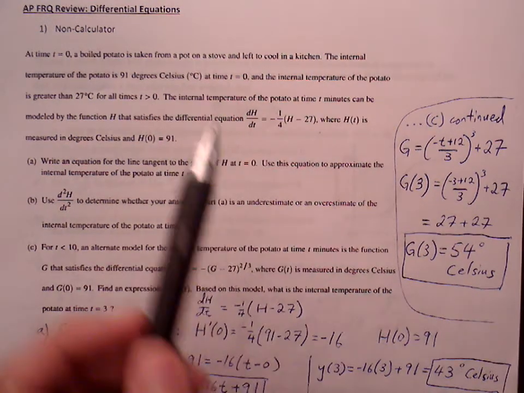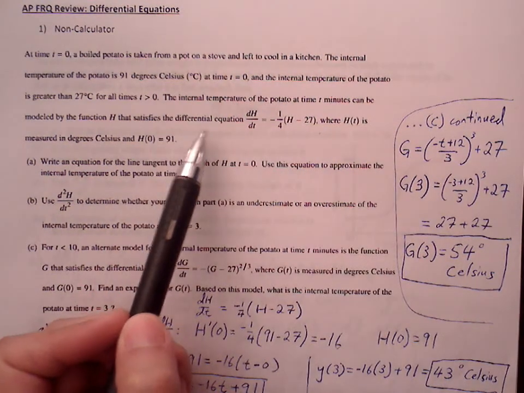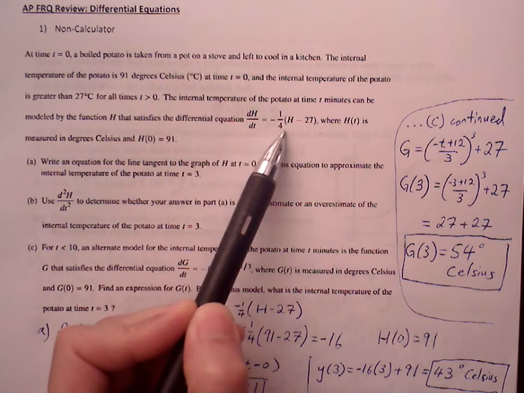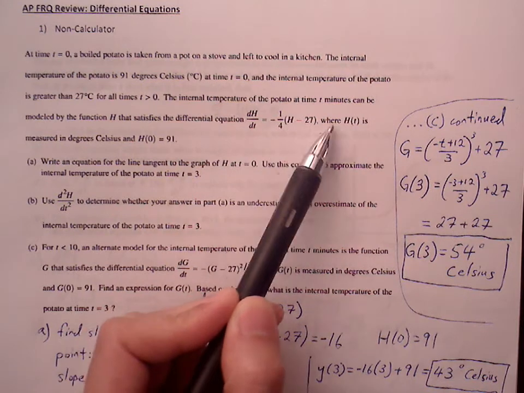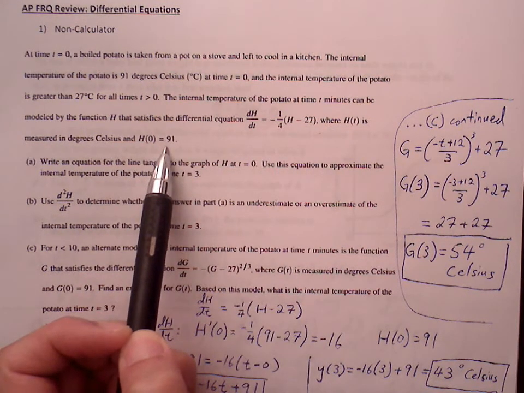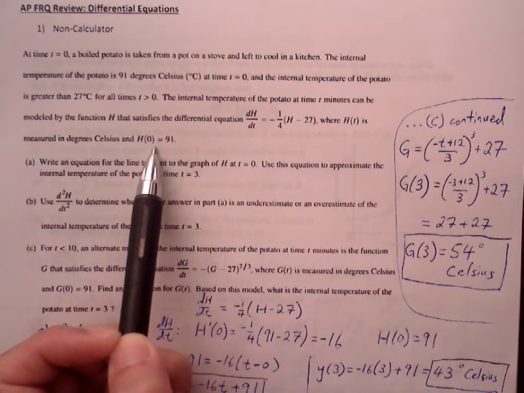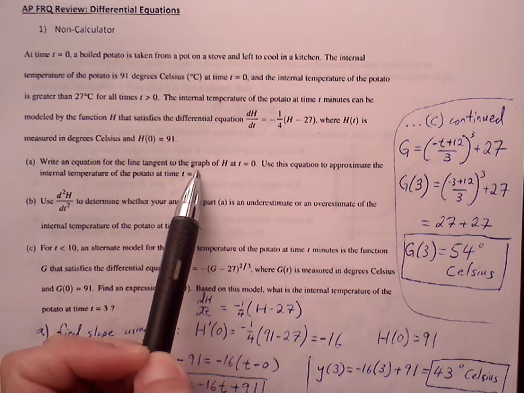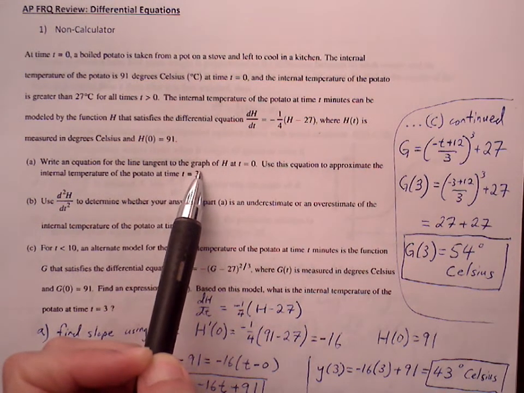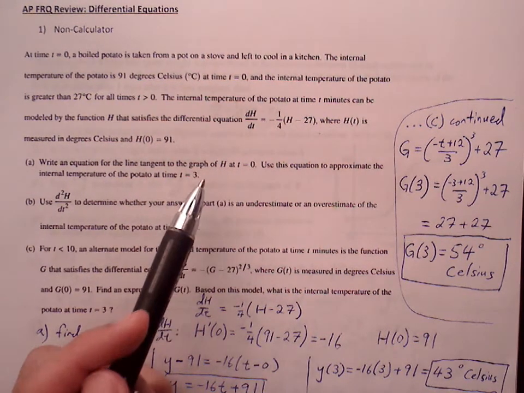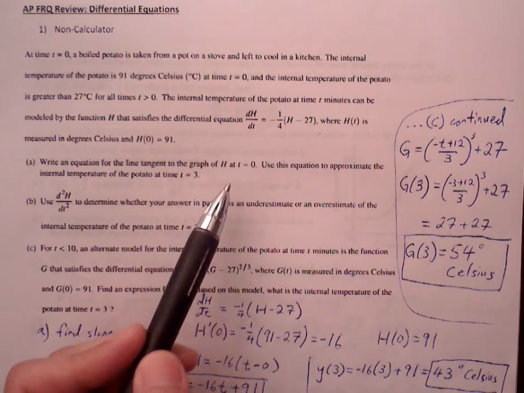The internal temperature can be modeled by the function h, which is represented by this differential equation: dH/dt equals -1/4 times (h minus 27), where h is measured in degrees Celsius and h of 0 equals 91. So this tells us that at time t equals 0, the internal potato temperature is 91 degrees. Write an equation for the line tangent to the graph of h at t equals 0. Use this equation to approximate the internal temperature at time t equals 3.